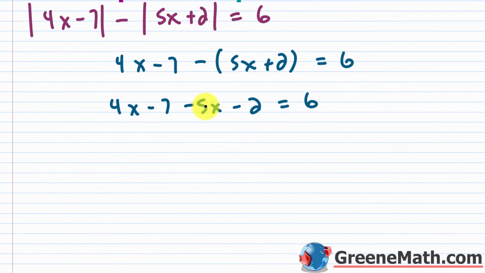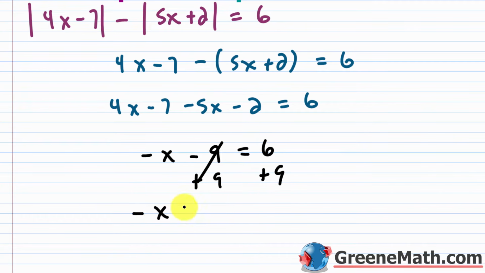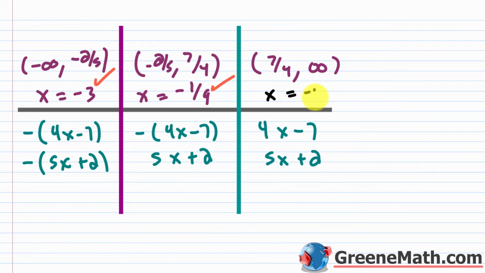Okay, so 4x minus 5x is going to be negative x, and then negative 7 minus 2 is going to be negative 9. This equals 6. So we're going to add 9 to both sides of the equation. This cancels. You get negative x is equal to 6 plus 9, which is 15. Let's multiply both sides by negative 1. And that's going to give me that x is equal to negative 15. So let's put x is equal to negative 15. Now, obviously, this is not in this interval, so you can just reject this solution.